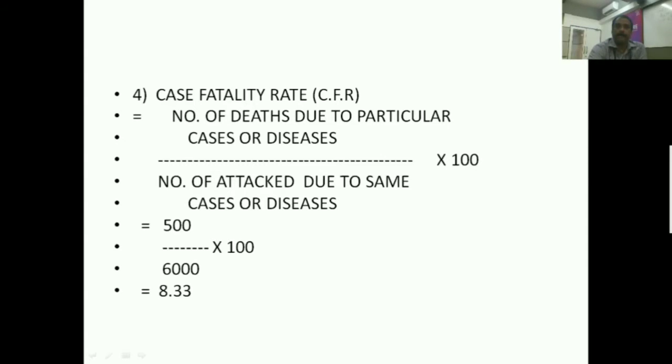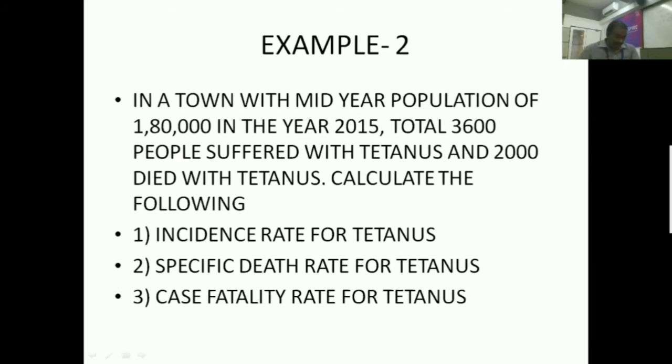Example number 2. In a town with median population of 1,80,000 in the year 2015, total 3,600 people suffered with tetanus and 2,000 died with tetanus. Calculate the following. First question, incidence rate for tetanus. Second question, specific death rate for tetanus. And the third question, case fatality rate for tetanus.